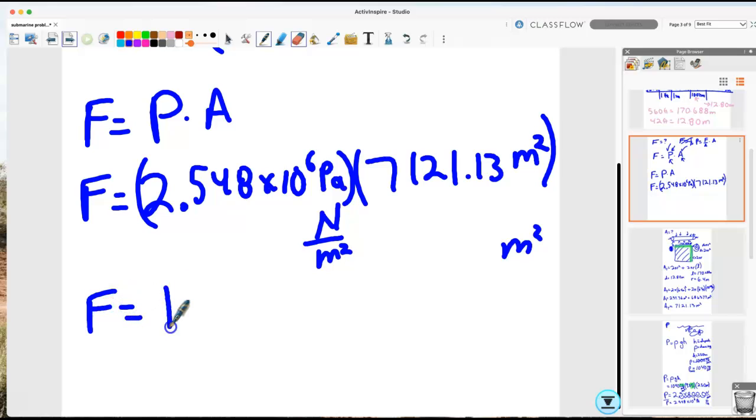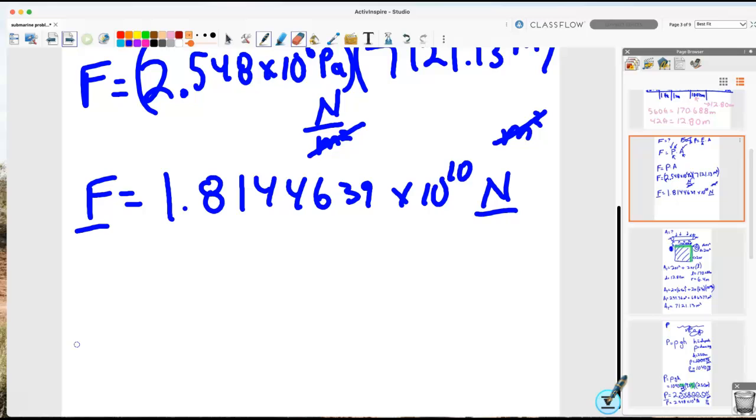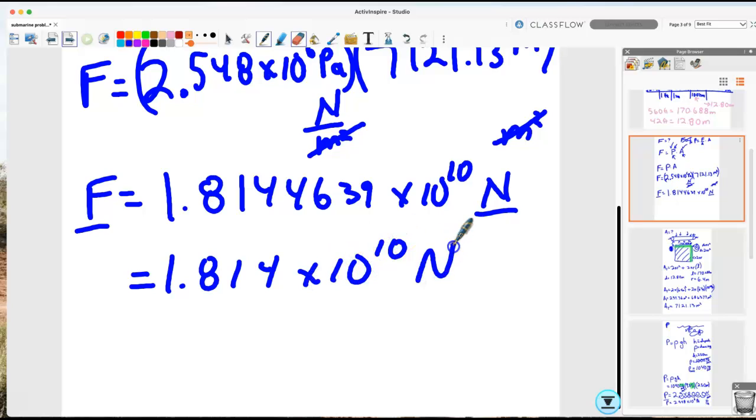And what do we get? We get that the force is 1.8144639, writing lots of numbers we're not going to need in the end, times 10 to the 10th, what? Meter squared cancels, newtons. And newtons is a measure of force. So that makes me feel all warm and fuzzy that we got those units right. So we don't really need all those numbers. So 1.814 times 10 to the 10th newtons.